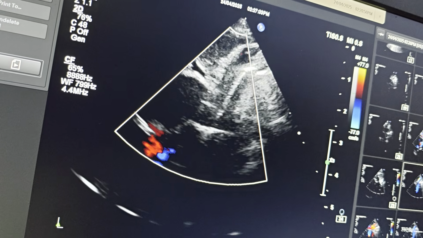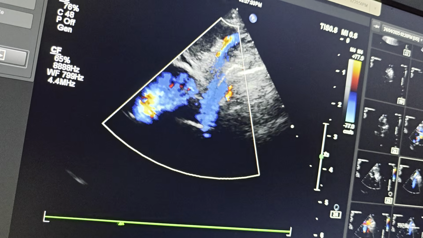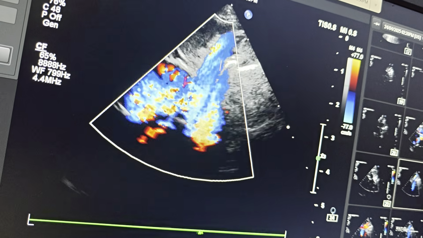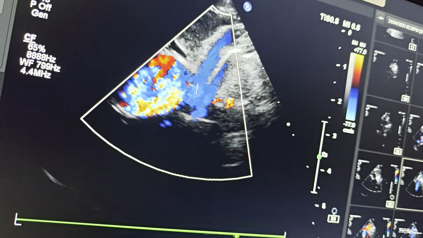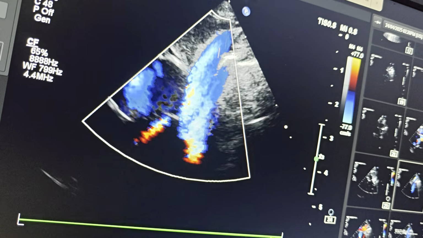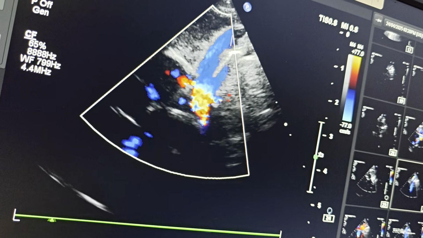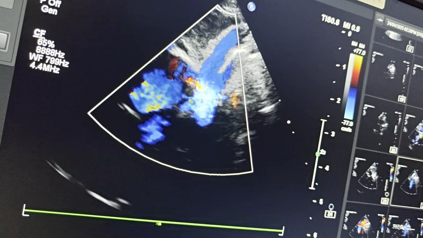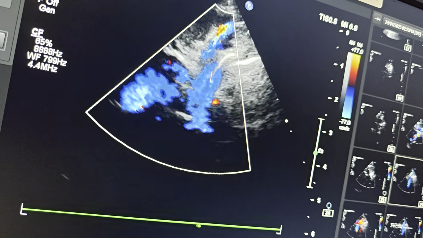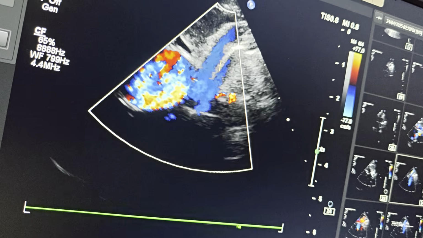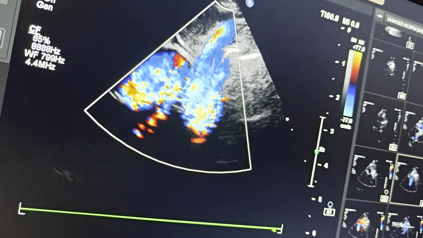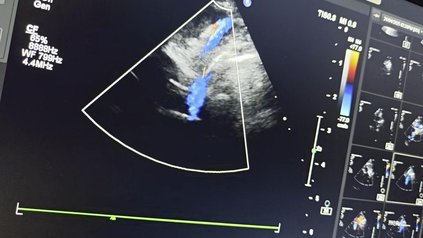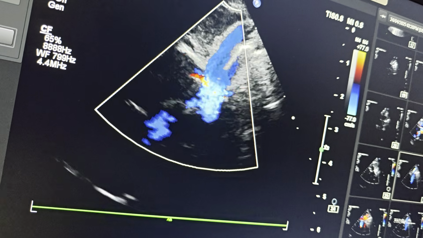In the next image, you can see this is the left-sided superior vena cava draining into the coronary sinus. You can see the blue flow. Whenever you find blue flow from the suprasternal view, other than the aortic arch, something that is simply going from superior to inferior, that is going downwards, in most scenarios it is a left-sided superior vena cava that is draining into the coronary sinus.